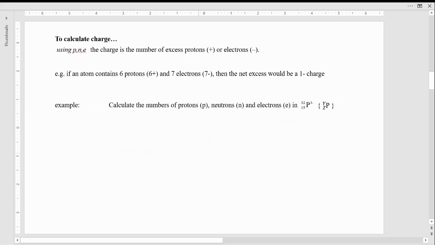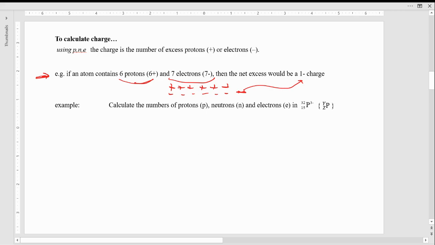But to calculate the charge, you use the protons and electrons. It's kind of neat. All you have to do really is assume it's neutral and then go from there. I have a couple examples laid out. If you have 6 protons and 7 electrons, it'd be a 1 negative charge. The reason is you have 6 positives, 1, 2, 3, 4, 5, 6, and each one's hooked up with a negative. They pair up and neutralize each other, and then you have one extra negative. That one extra negative is why it's a 1 negative.